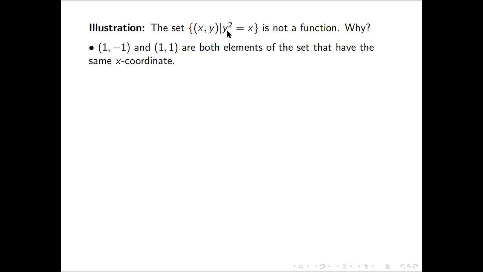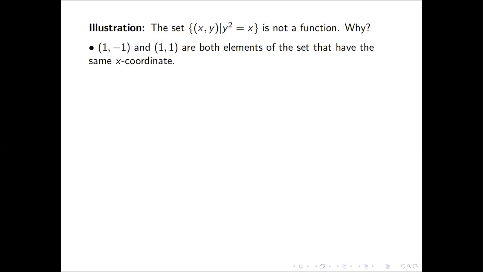x is equal to y squared. You plug in x equals 1, y equals -1, the equation will be true. You plug in x equals 1, y equals 1, the equation will be true. And notice that these two ordered pairs have the same x coordinate but different y coordinates. So it is not a function.